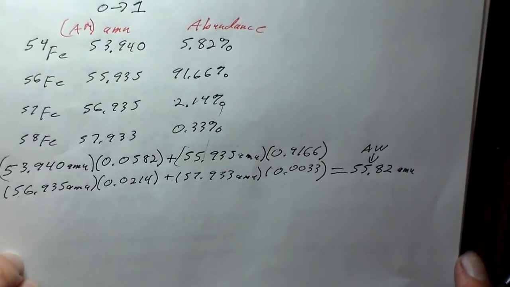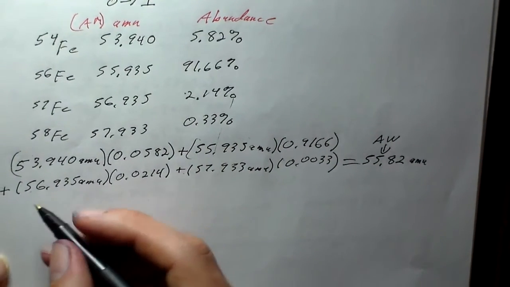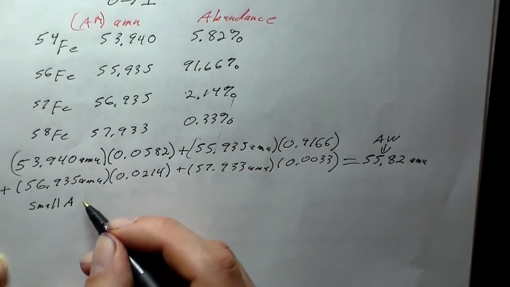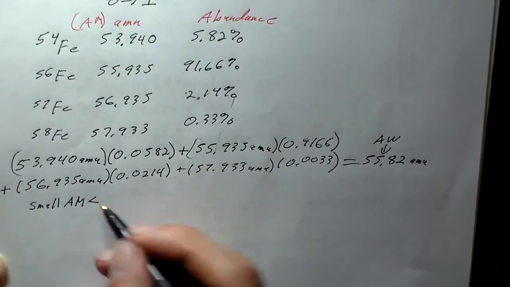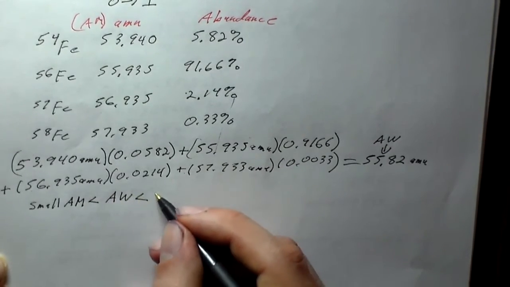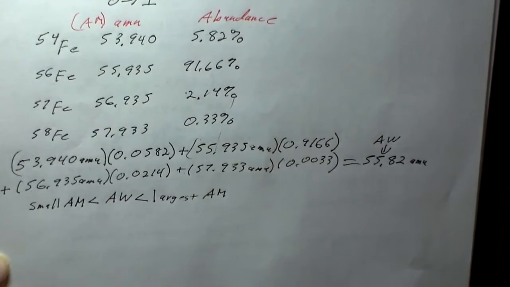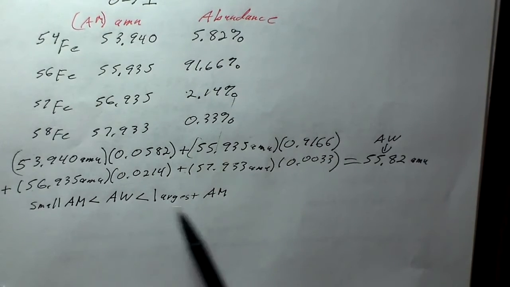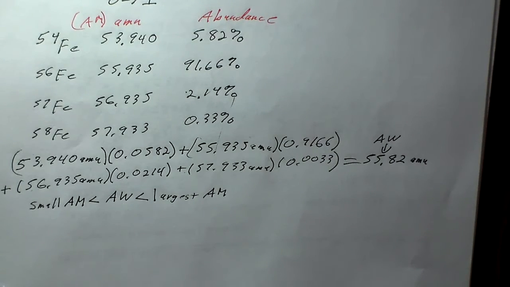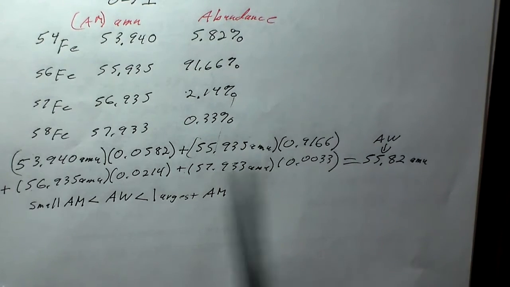So that's the important thing we just want to get away from this, is that if you look here, the smallest atomic mass is going to be less than the atomic weight, which is going to be less than the largest atomic mass. Okay, so the atomic weight is always going to be in between these two values. If it's not, you goofed up. And the most common way of goofing this up is forgetting, when we have percents, to move the little decimal point over by 2 spaces.